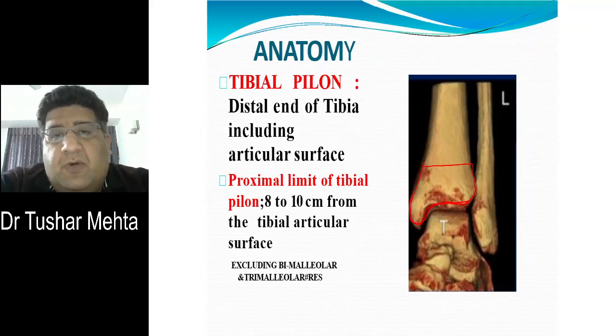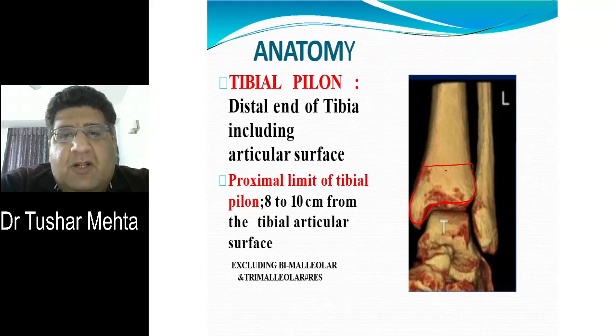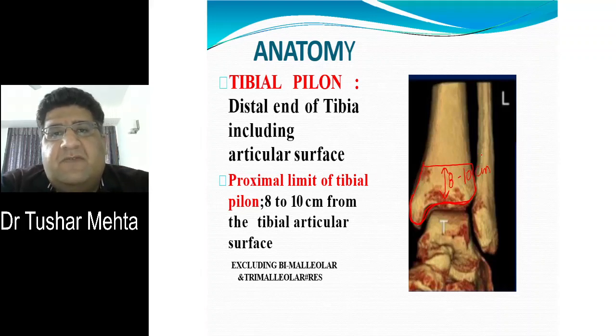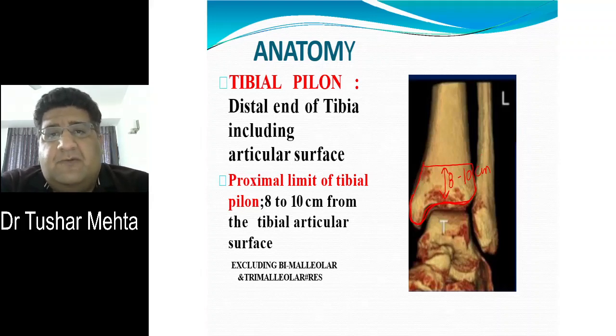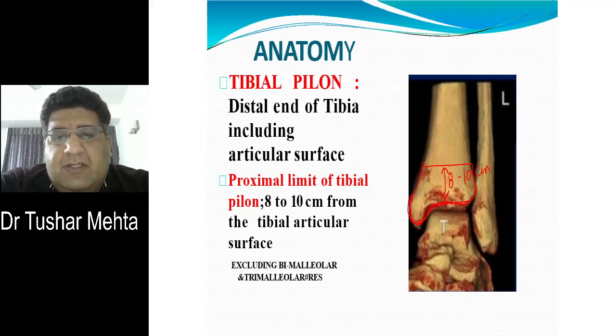Now there's a very interesting point. Till what limit can I call it the pylon? If you go proximal to the distal tibial articular surface, 8 to 10 centimeter proximal to it is basically the extent of the pylon. I hope I've made it clear to all of you. So not only the distal tibial articular surface, but when you add the proximal 8 to 10 centimeter to it, this entire thing is what is called the tibial pylon.